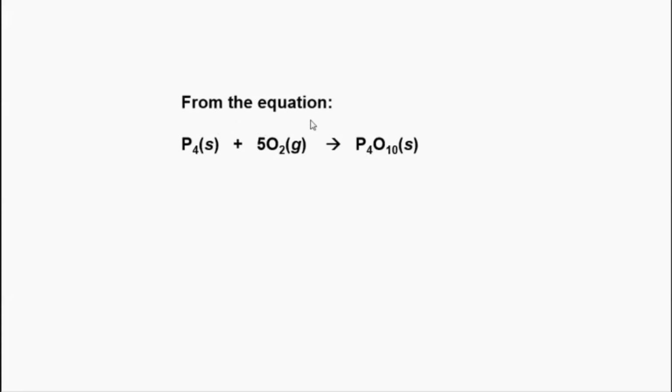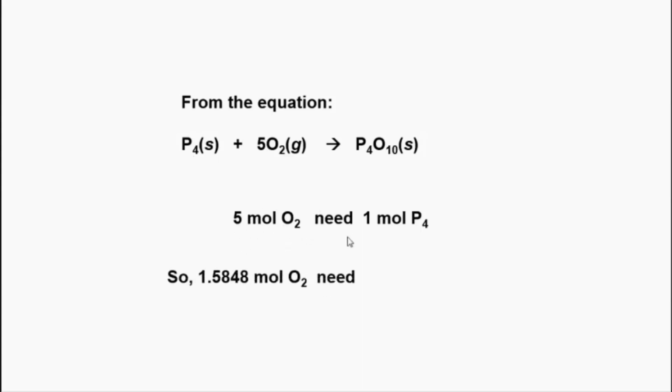Okay, so if you look at this equation, 5 moles of oxygen produce 1 mole of phosphorus decaoxide, P4O10. Or we can write it down as 5 moles of oxygen need 1 mole of phosphorus. But in this reaction at STP, from what we have calculated just now, we only have 1.5848 moles of oxygen. So therefore, 1.5848 moles of oxygen need how many moles of phosphorus?